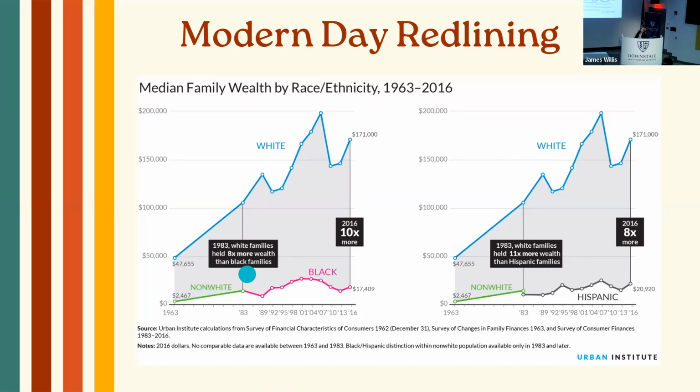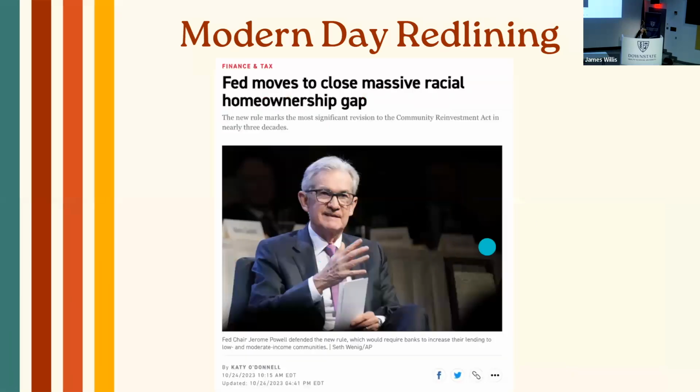And unfortunately, today we see significant differences still in the median family wealth based on race and ethnicity. So actually the gap is even widening, the racial wealth gap. White families now make 10 times more on average than Black families in terms of their median family wealth, which is increased from the 1960s. Same with Hispanic families.